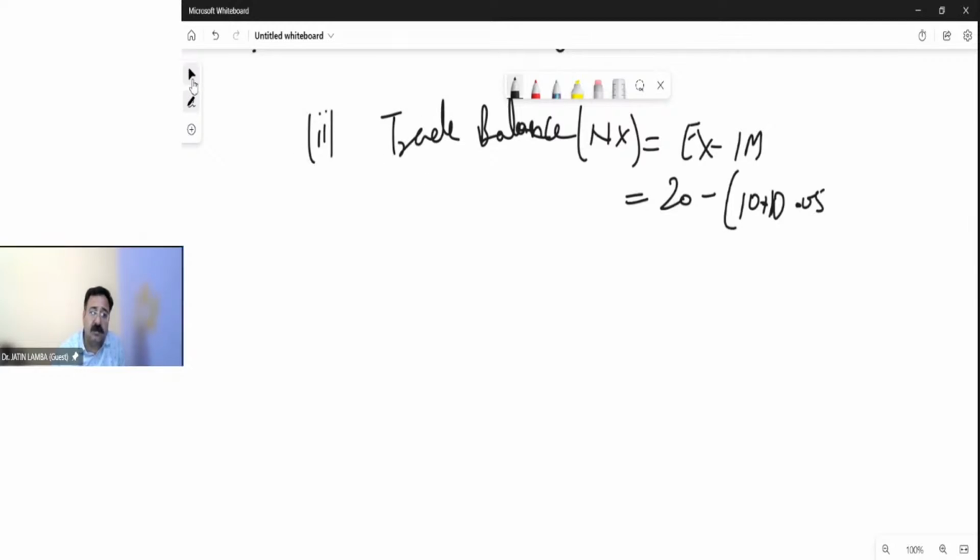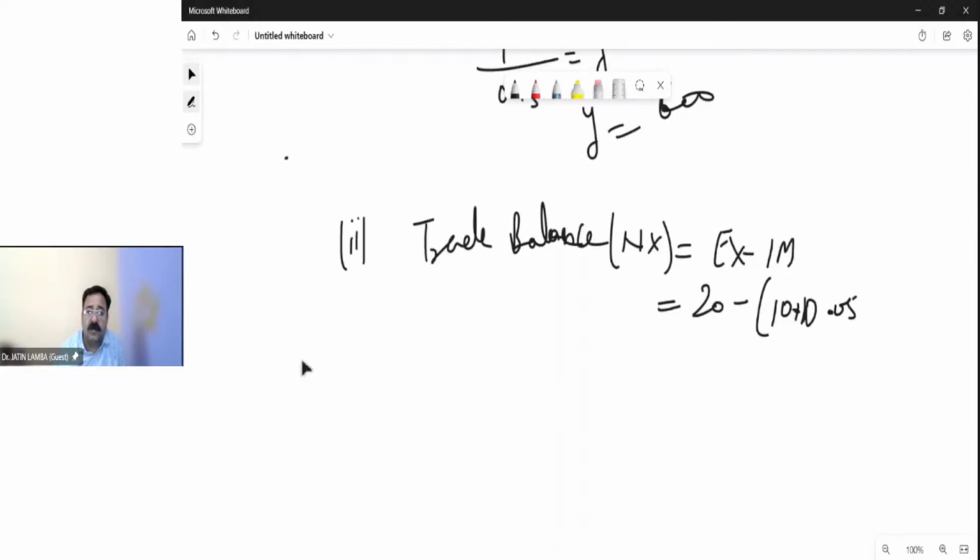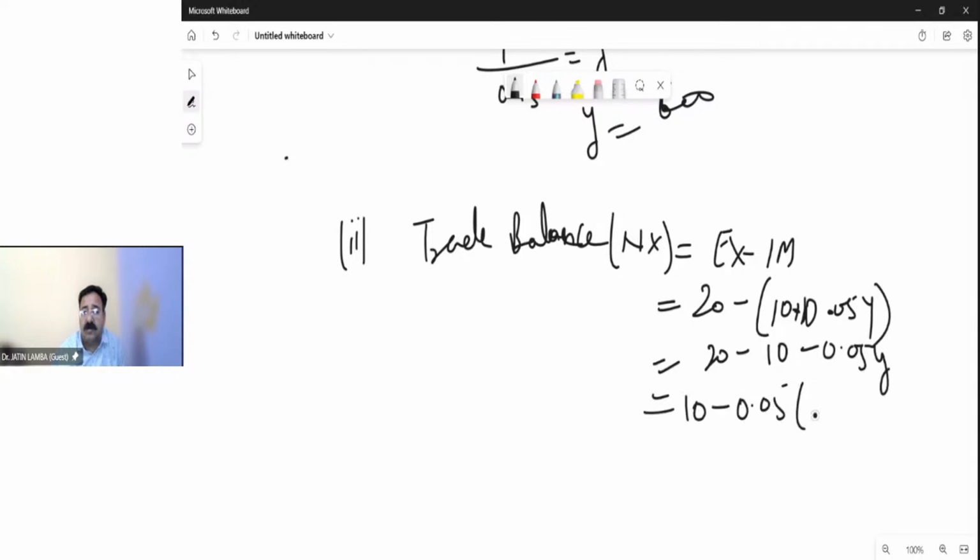यही था ना? हाँ, 10 plus 0.05y. Now put the value of income: 20 minus 10 minus 0.05y. That is 10 minus 0.05y. Put the value of y as 600. Now 5% of 600 is 30. 10 minus 30 is minus 20. So there is a trade deficit.